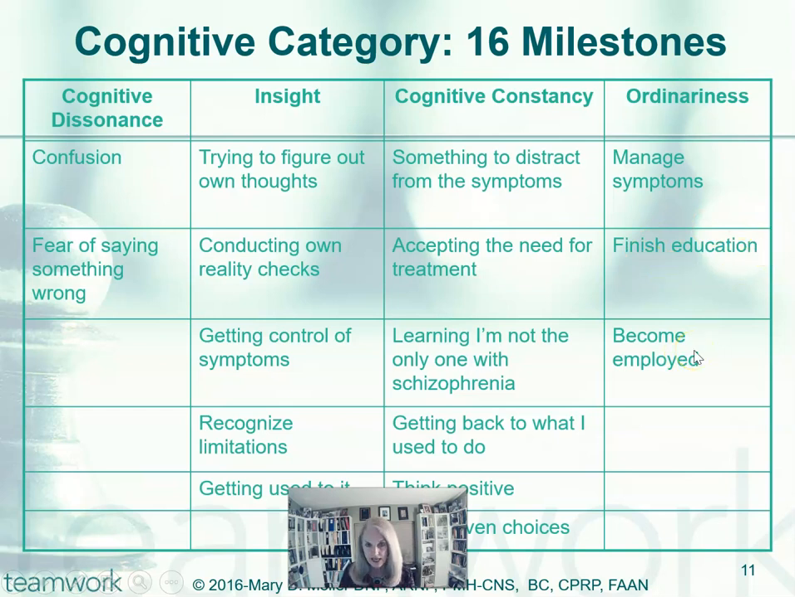That's a lot. So when you look at moving from confusion and fear of saying the wrong thing all the way over here to getting a job, that's a boatload of accomplishment. So breaking it down like this, hopefully, will help you be able to see the fruits of your labor and the important work that each and every one of you is doing.